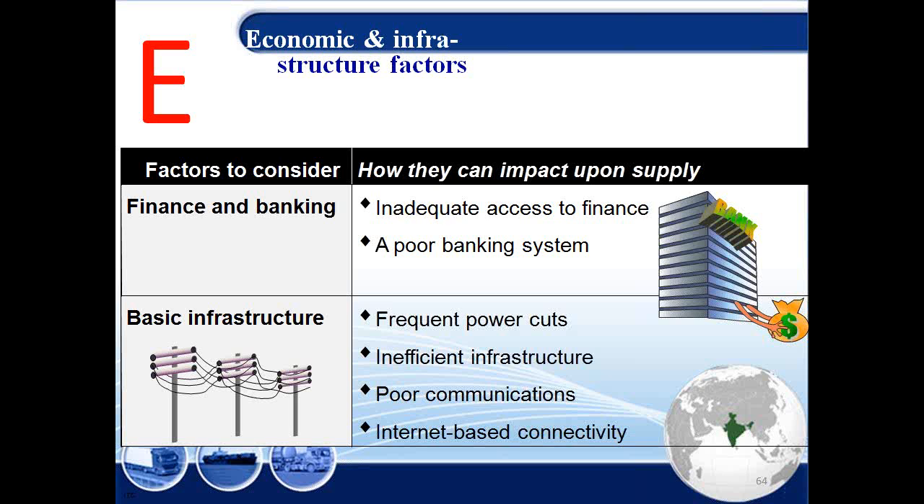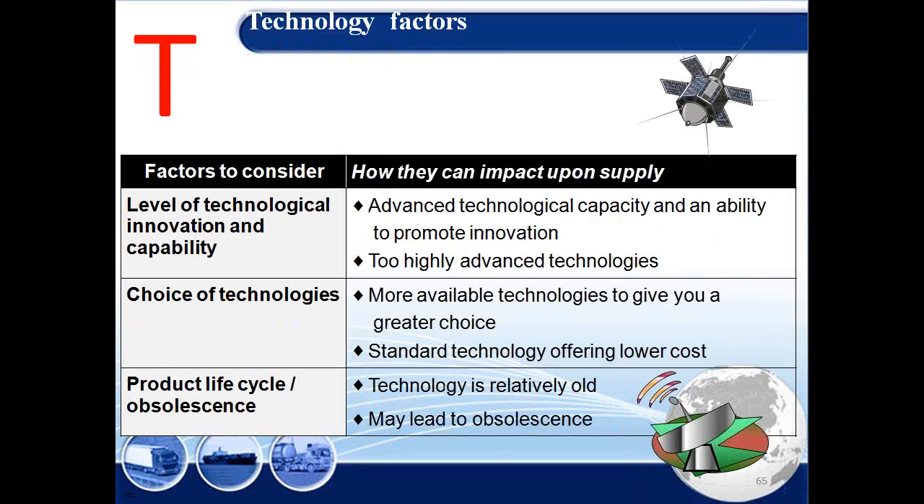Basic infrastructure: frequent power cuts, insufficient infrastructure, poor communications. If the company is in some area which is not accessible through communications, how do we communicate? Without communication, you can't do business with us.